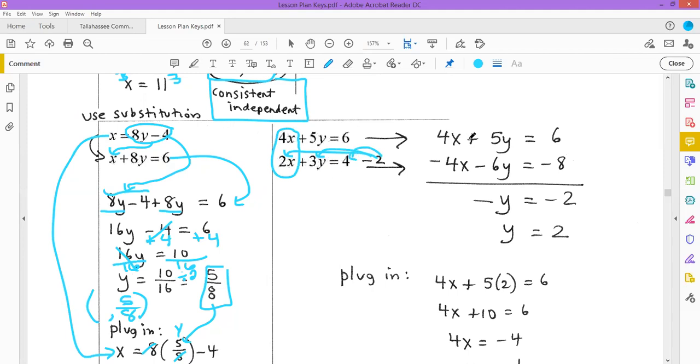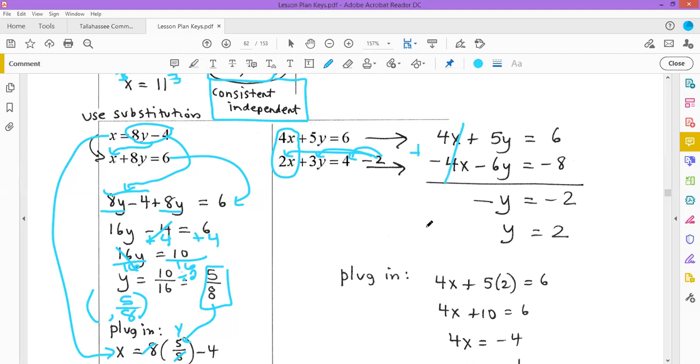So the top equation stays the same, 4x plus 5y equals 6. And the second equation, we multiply each of those terms times negative 2. You get 2x times negative 2, that becomes negative 4x. 3y times negative 2, that becomes negative 6y, equals, and 4 times negative 2 on the right side becomes negative 8. So now we're going to add the top and bottom equations.